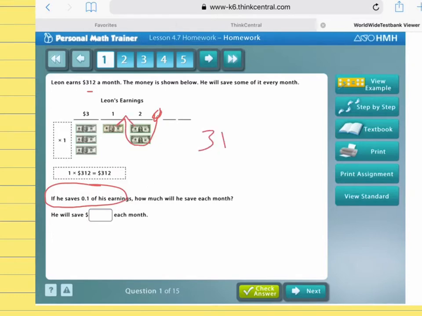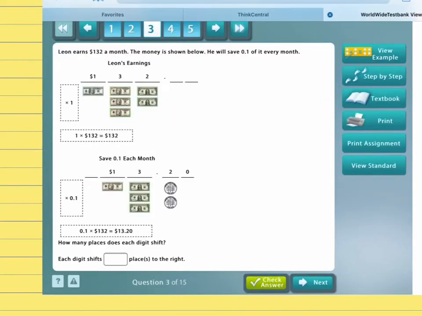You end up with $31.20. The digit shift would be to the right. So if you take the digits and you move those all to the right, one space, you'd end up with $31.20. So decimal shift one space to the left, it's a single scoop, and a digit shift one space to the right. Same problem as before, they're just asking us to look at the digit shift, which you already did.